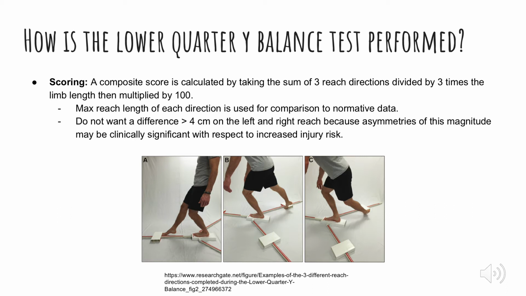The max reach length of each direction is used for comparison to normative data. If there is more than 4 centimeters difference compared to the uninvolved leg, then the person has a higher risk of injury. Overall, this test will take about 10 to 15 minutes to administer.